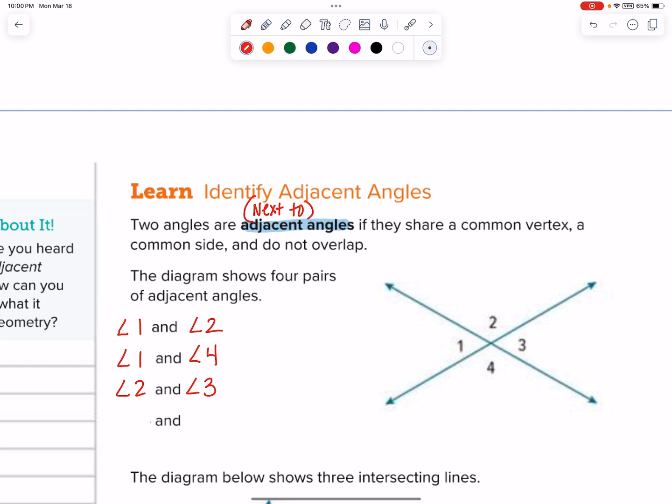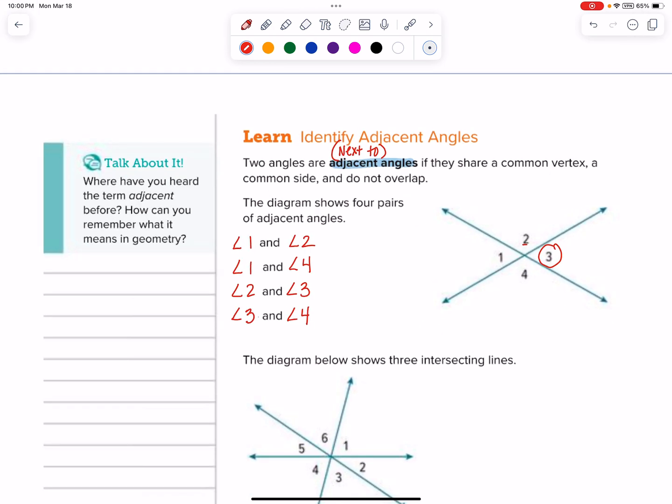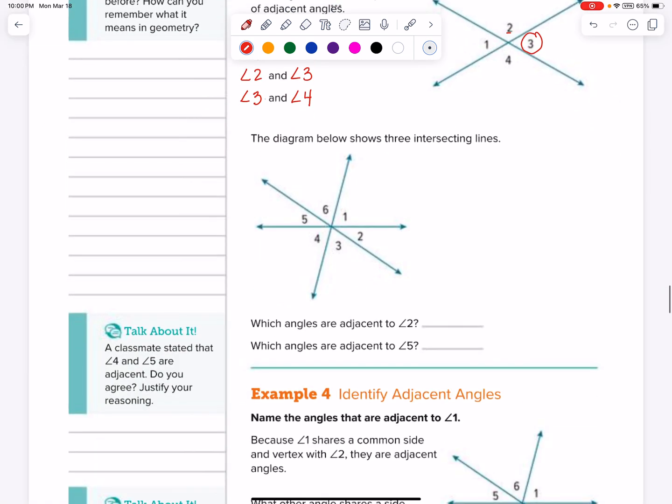Let's go ahead and take care of 3. So what's adjacent to 3? Well, 2 is, but we already got 2 and 3. Okay, and so the one that we're missing is angle 3 with angle 4. And we already got 1 and 4, so we're done. So those are 4 pairs of adjacent angles. Just remember that adjacent is next to.